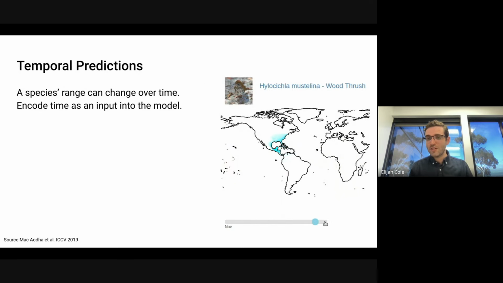Building in temporal information is also an open question. We've done this in rudimentary ways in some of our previous work, but I think it's something that we haven't explored to its full potential.